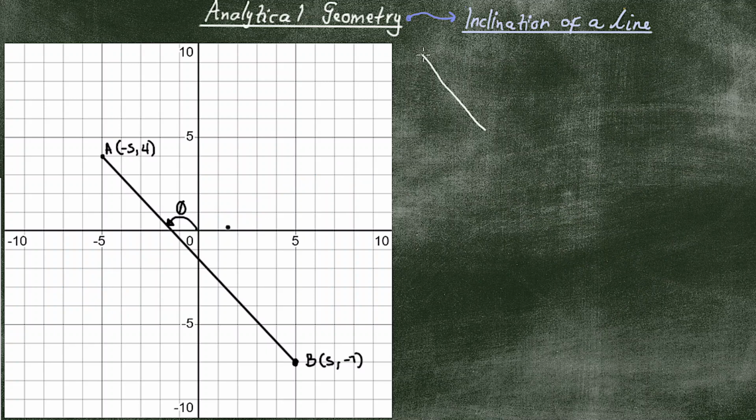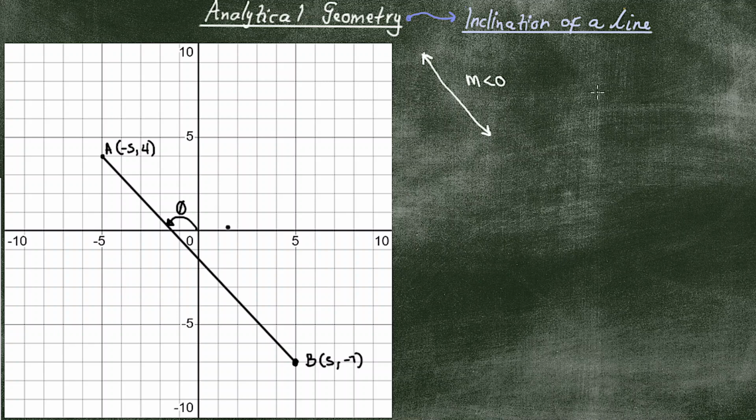So from the previous video I created where I was discussing gradient, I said if your line is tilted like this, your gradient is going to be negative. So m is going to be less than 0, right? So the angle of inclination we calculate a little bit differently when a line is tilted like this.